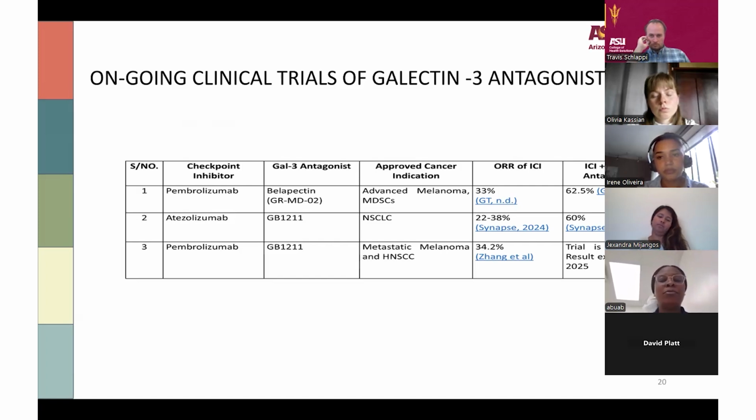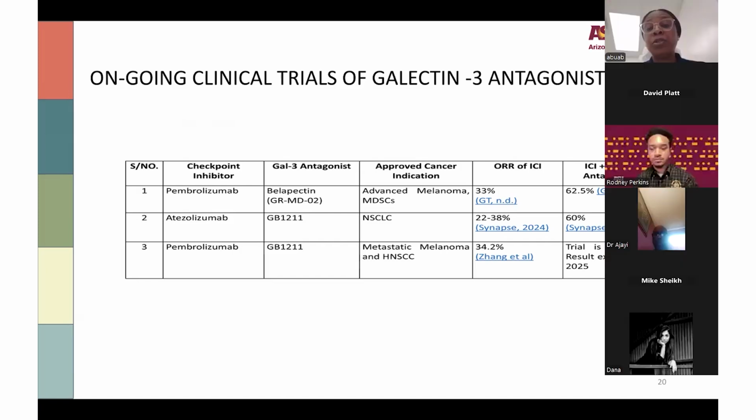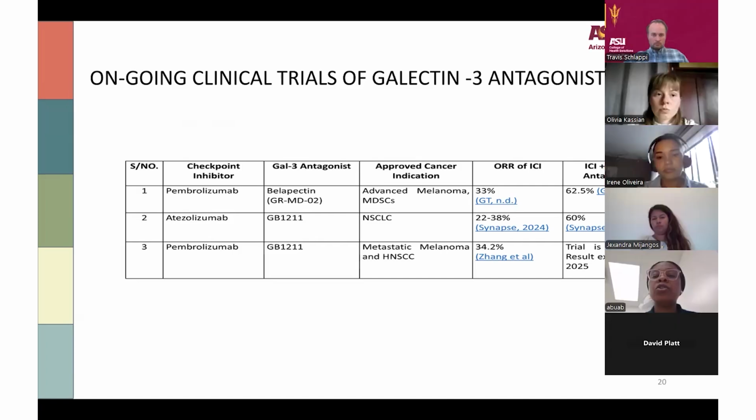atezolizumab, which is the checkpoint inhibitor used here for NSCLC cancer. For ICI alone, the response rate was just 22 to 38%. But the clinical trial proved to us that with galectin-3 antagonists used for people expressing galectin-3, the response rate is 60%. Then we have pembrolizumab, although the trial is still ongoing. We're expecting the results before the end of 2025 to compare the response rate using ICI alone, without using a galectin-3 antagonist.